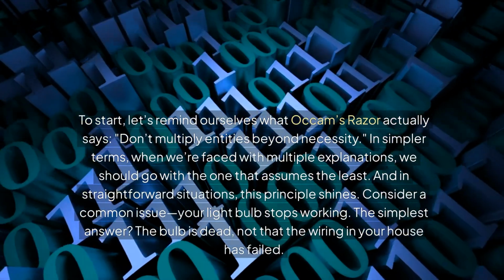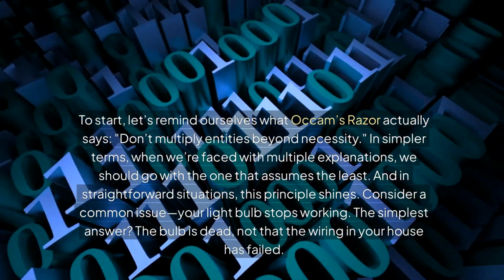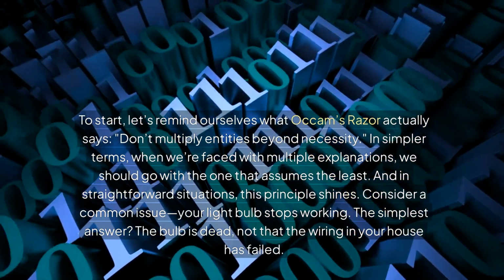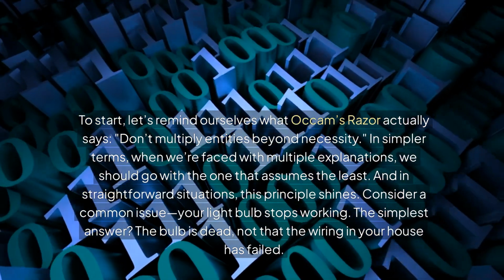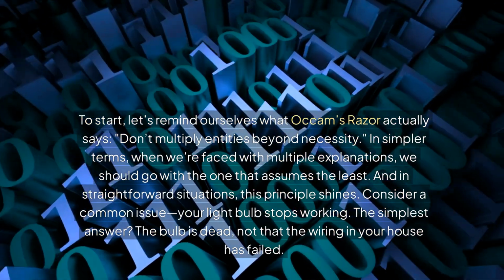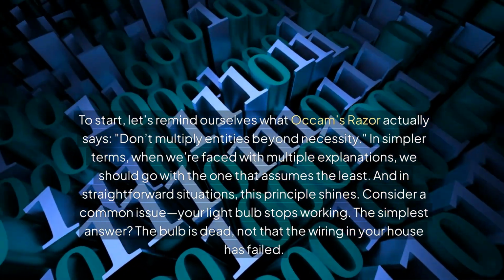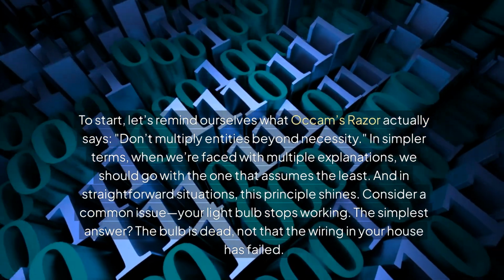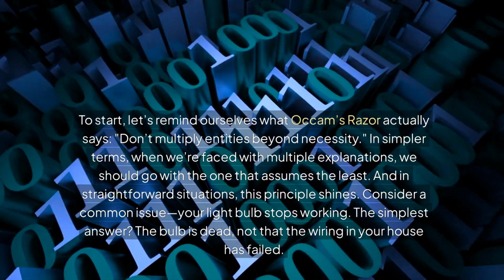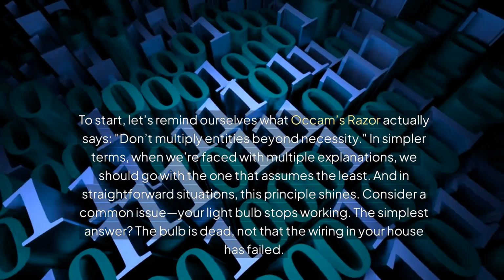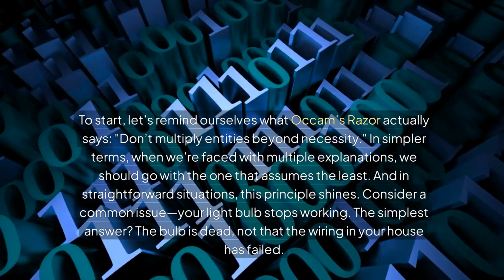To start, let's remind ourselves what Occam's razor actually says. Don't multiply entities beyond necessity. In simpler terms, when we're faced with multiple explanations, we should go with the one that assumes the least. And in straightforward situations, this principle shines. Consider a common issue. Your light bulb stops working. The simplest answer? The bulb is dead, not that the wiring in your house has failed.